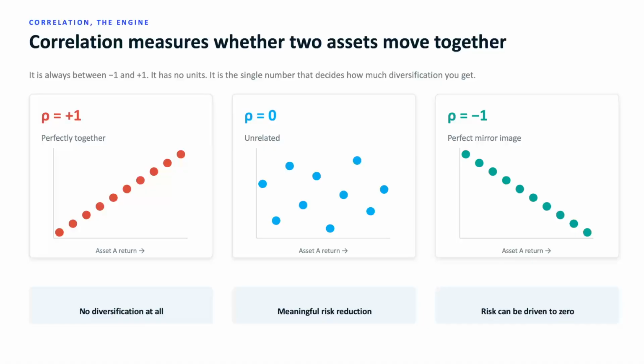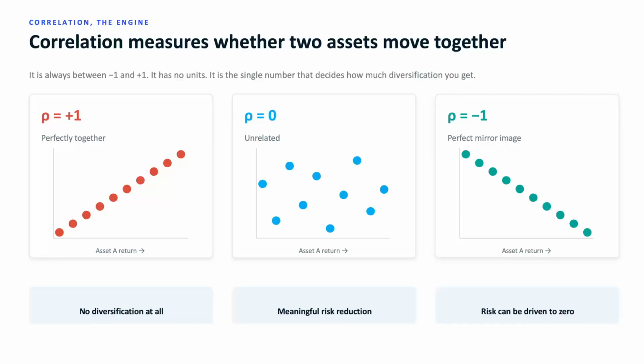In the middle, you have correlation of zero, no relationship whatsoever. Knowing what asset A did tells you literally nothing about asset B. You look at the scatter, no pattern at all. And this is where diversification starts doing real work because their bad days land on different days.